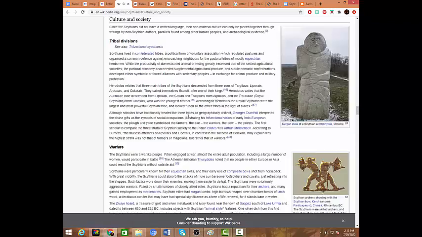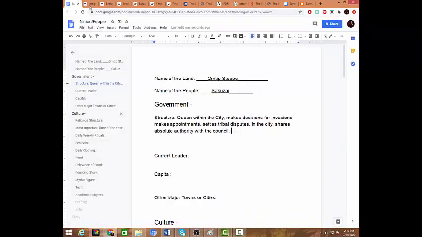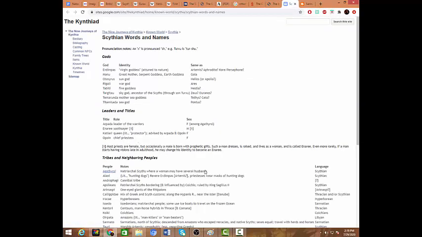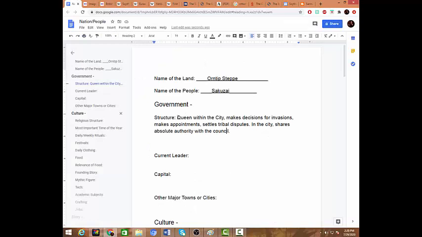Then there is the fact that there are going to be... Let me take a step back. So we have this queen. We have a queen. Is this where it is? Yeah. The Katiari. So I'm going to put Katiari, queen within the city. So that is what the people will refer to her as, the Katiari.